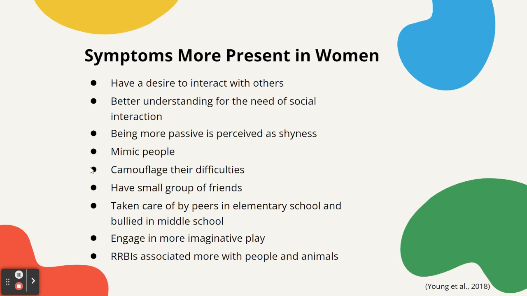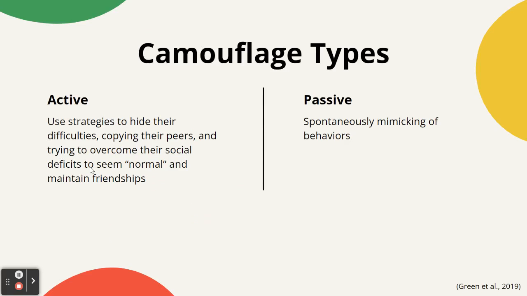And a big characteristic of ASD in women is the need to camouflage their symptoms. This means that young girls or women will show their autistic symptoms less to hide their difficulties and conform more to how society says they should act. There are two types of camouflaging. So there is active camouflaging, which is using strategies to hide their difficulties, copying their peers, and trying to overcome their social deficits to seem normal and maintain friendships. Then there is passive camouflaging, which is spontaneously mimicking behaviors. So it's not actively thinking of how to interact in a social situation.